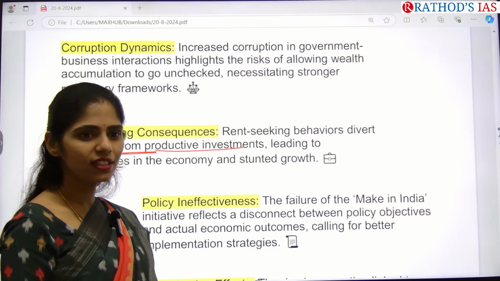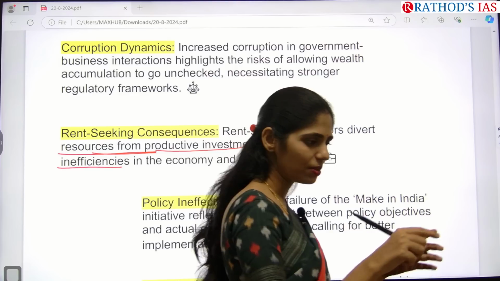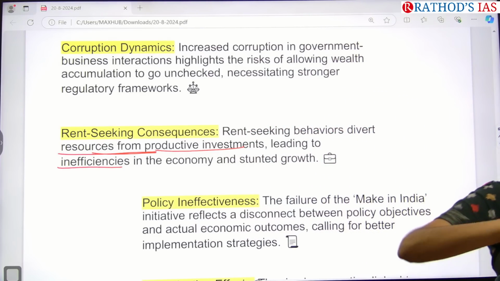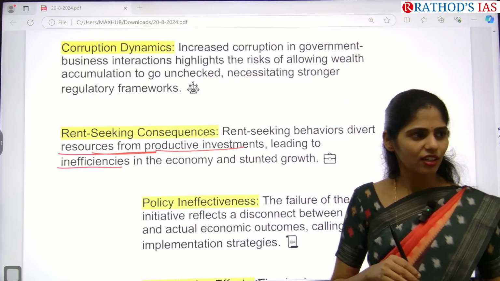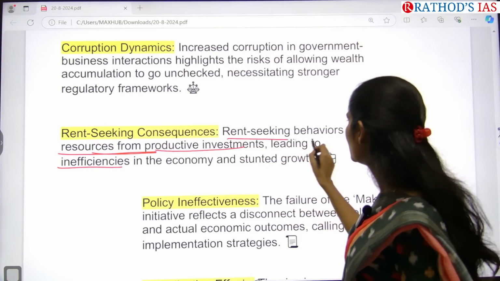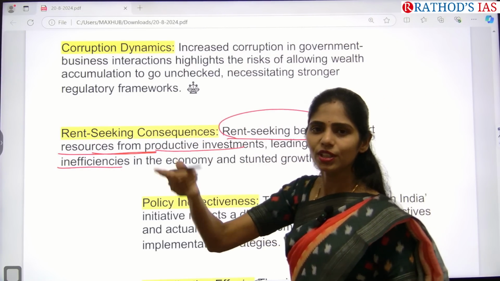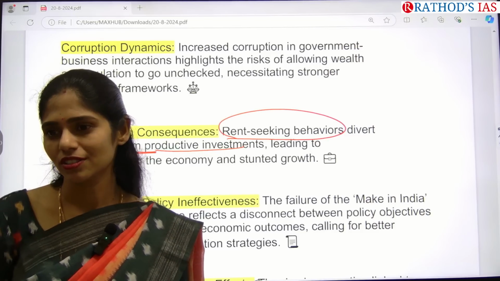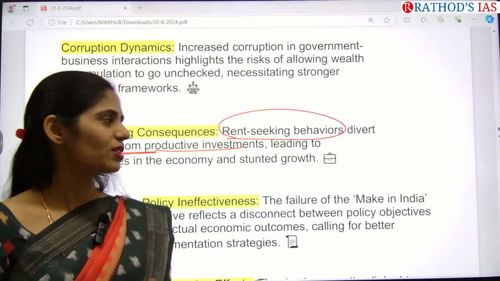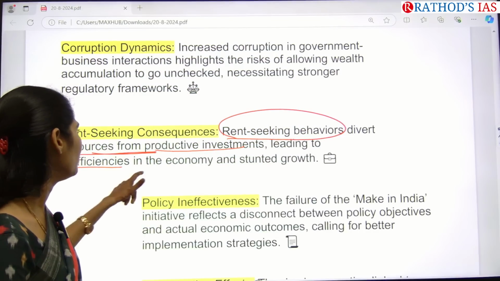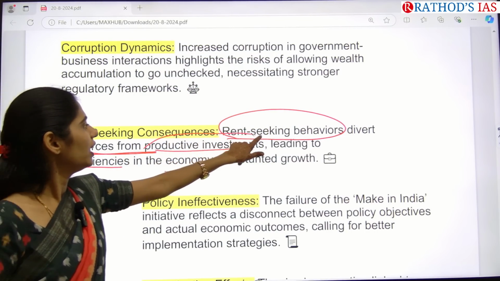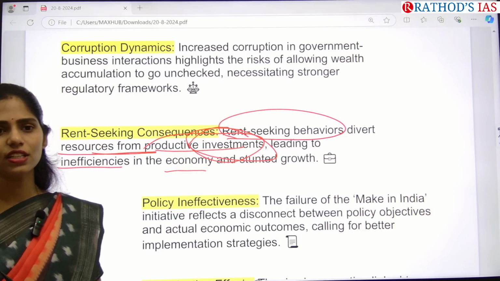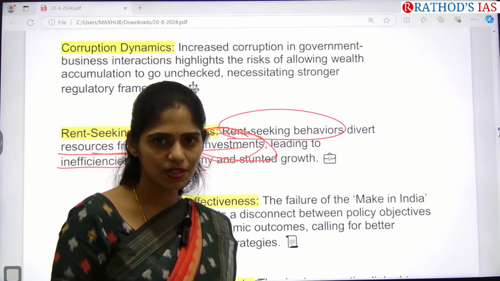For example, lease. There are some mining sites that will be taken on lease. On this lease, they will be giving some rent, right? So whenever there is rent-seeking behavior, wherever the government is involved, what happens? There will be exploitation, right? So because of exploitation, what happens? Whatever investment we are getting here, there will be no productive use of investments.